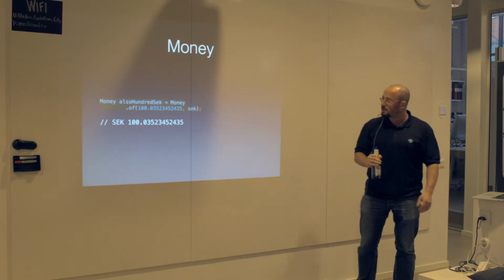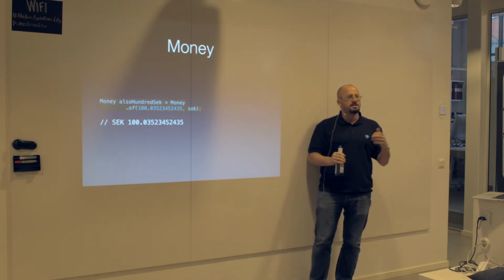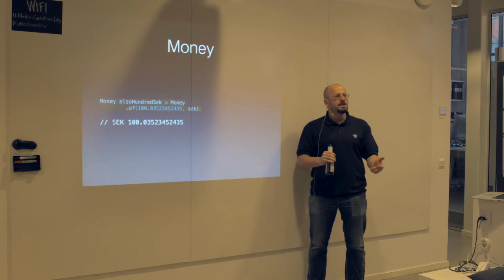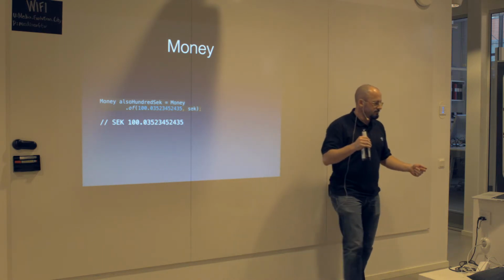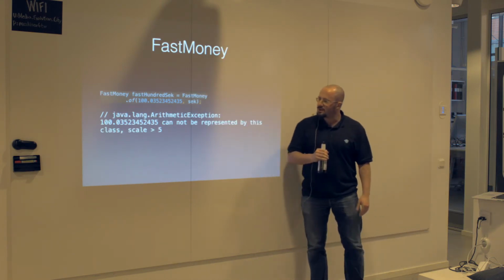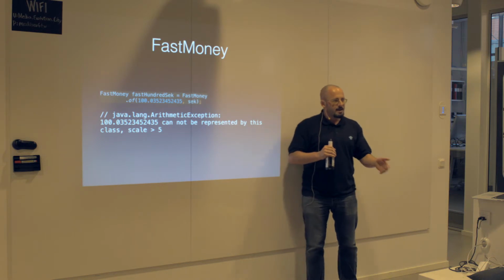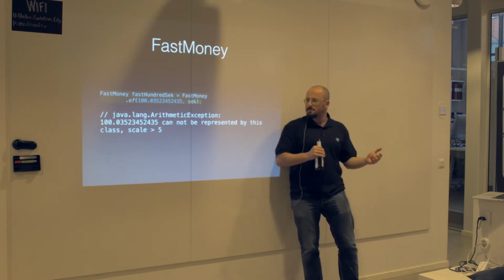Local works. Now, money is based on big decimal, which is a very nice type, but it's slow. And sometimes you want to trade precision for performance. And you can do it. There is a fast money class. Now, fast money class is based on long, which means that we have limited precision.